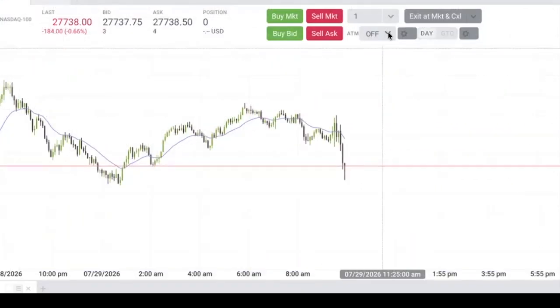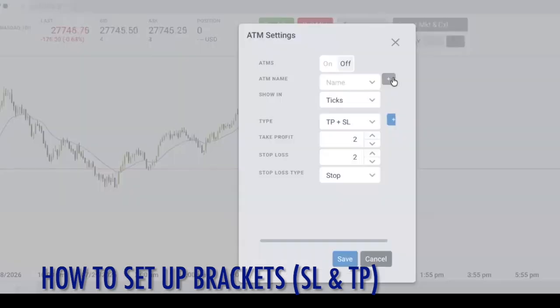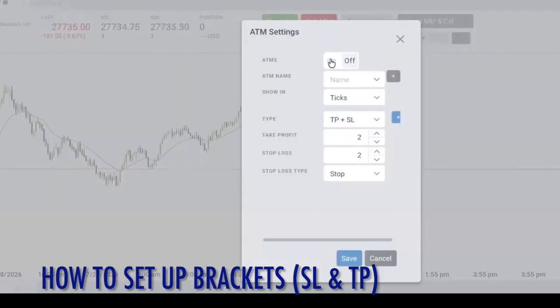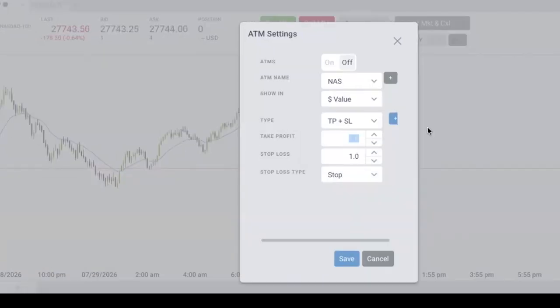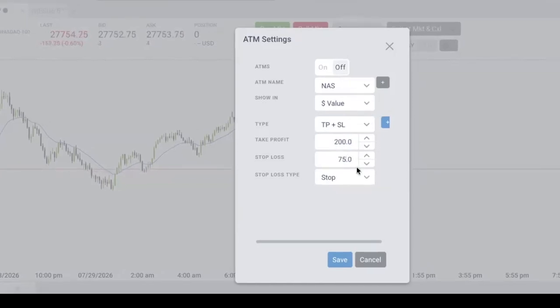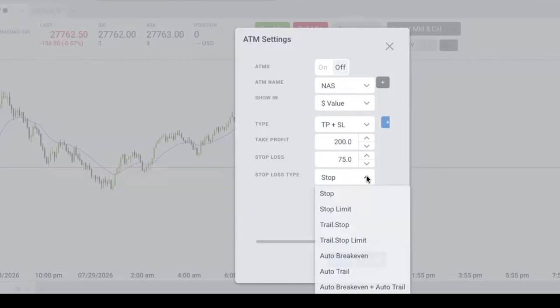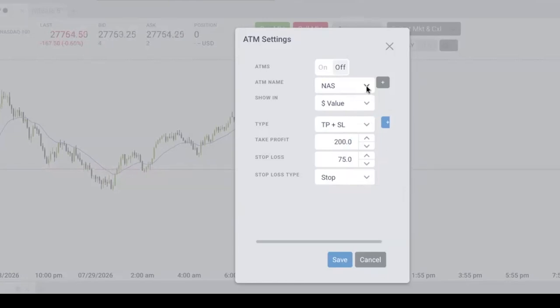So if you want to set up brackets, you just click this little cogwheel there, and you can name your bracket. I'll name this one, my take profit will be maybe $200 and a stop loss of 75. And you can decide whether it's a stop or a stop limit. Stop limit costs a little bit less, but I'd rather it stop right away. All right, and so these are our brackets for NAS that we created.